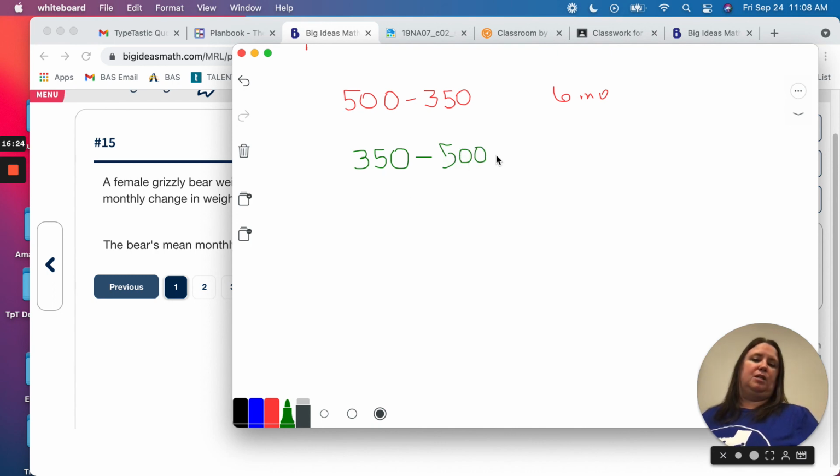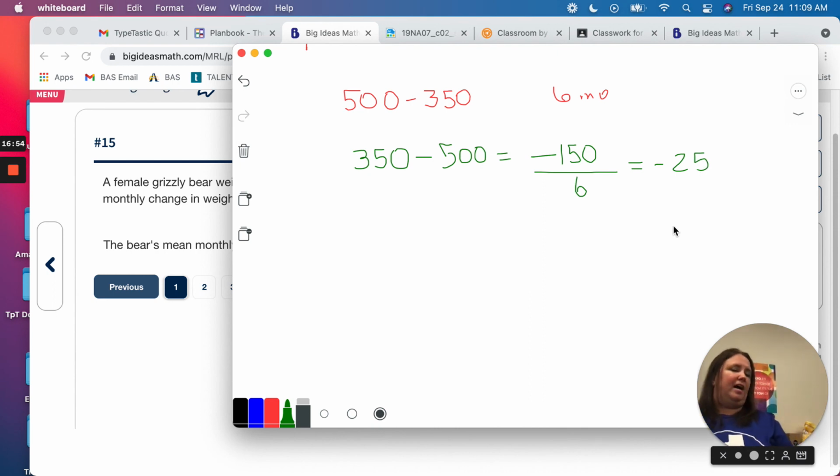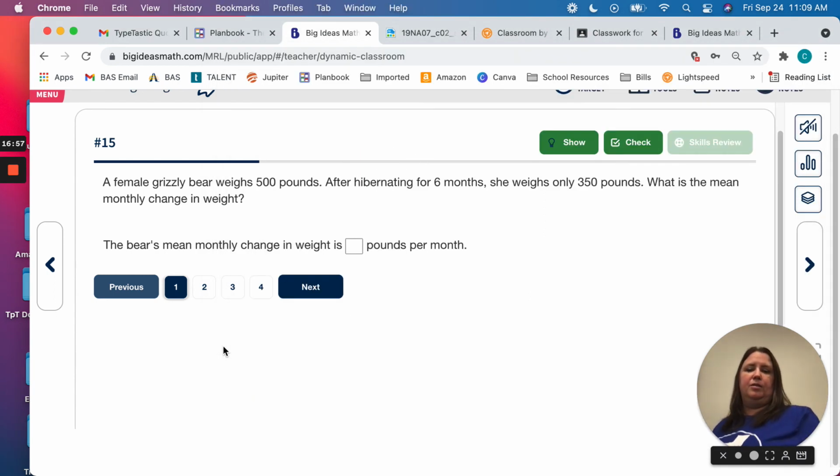So what is 350 minus 500? Negative 150. So that's how much weight the bear lost in how many months? 6 months. And it wants to know how much the bear weighed each month. So what do I do to find each month? Divide by 6. So what is 150 divided by 6? Negative 25. So the bear lost 25 pounds each month. The monthly change in weight is negative 25 pounds each month.